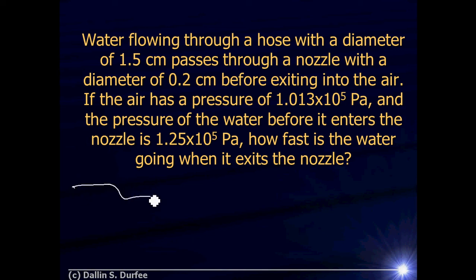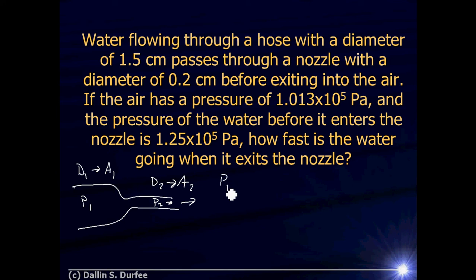So we have our nozzle, all right? We're given the diameter here, and from that we can easily find the cross-sectional area. We are given the pressure here. We're given the diameter over here, from which we can find the cross-sectional area here, and we're given the pressure here, all right? And we want to find the velocity. How fast is the water going as it exits the nozzle? That's the same as the velocity inside the nozzle, all right? So we just need to find the velocity inside the nozzle.